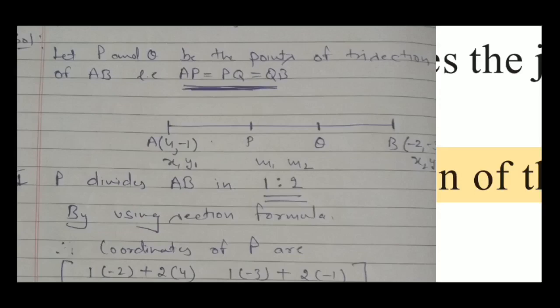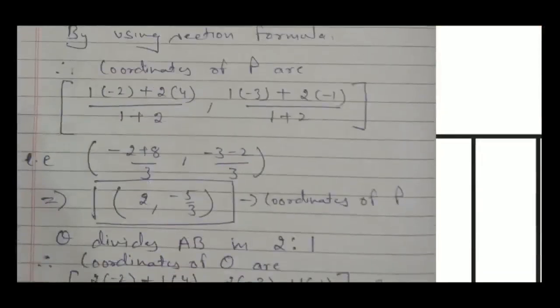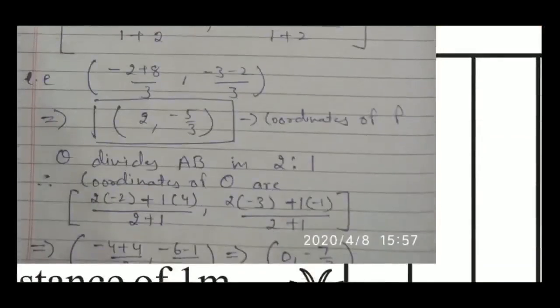Now we will find the coordinates of Q, and Q divides the line segment AB in 2:1. Therefore by using the section formula, you will put the values of coordinates of A and B and the given ratio, this time 2:1, and after substituting you will get the coordinates of Q as (0, -7/3).